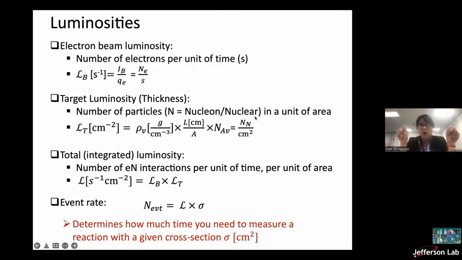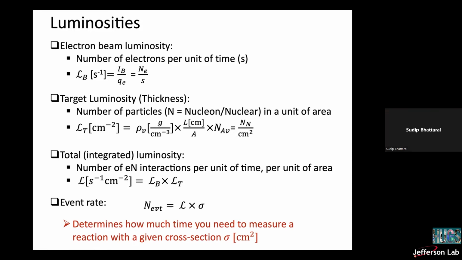Now, every facility will tell you, oh, we have a great luminosity. That is the total luminosity. It is the number of electron and particle interactions per unit of time, per unit of area. And you can calculate the total luminosity as the beam luminosity multiplied by the target luminosity. Is that clear so far?